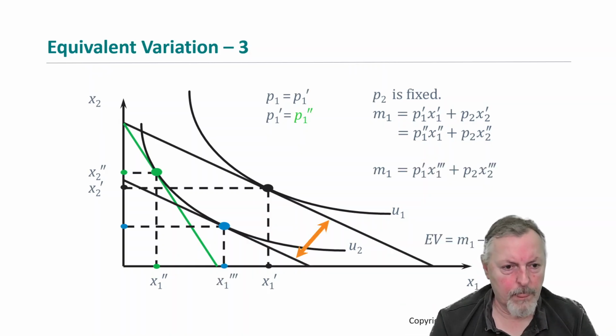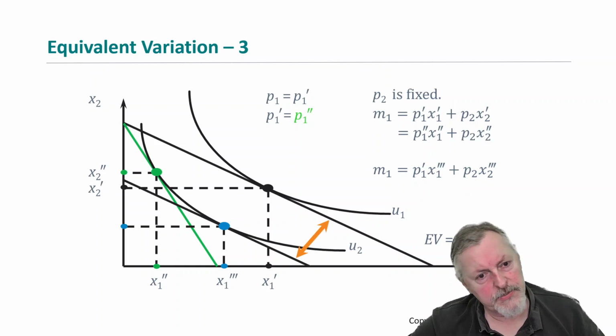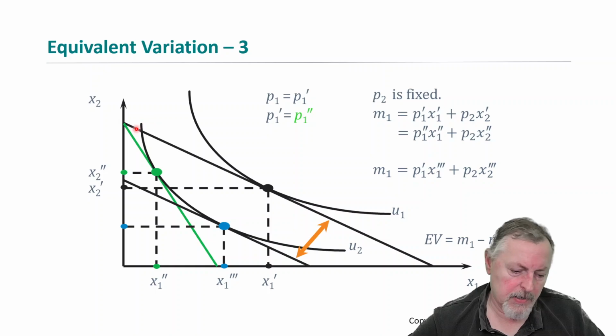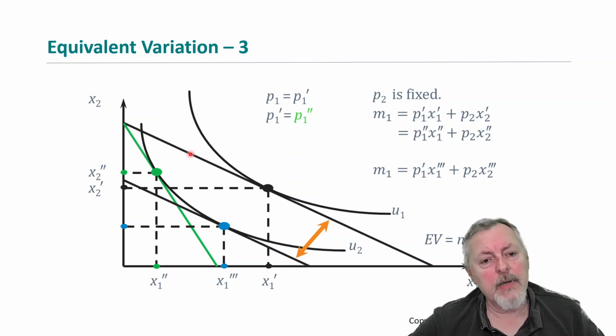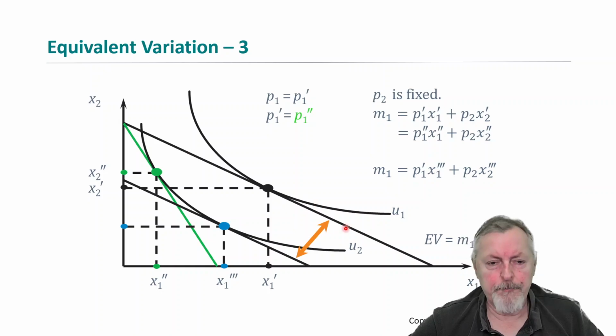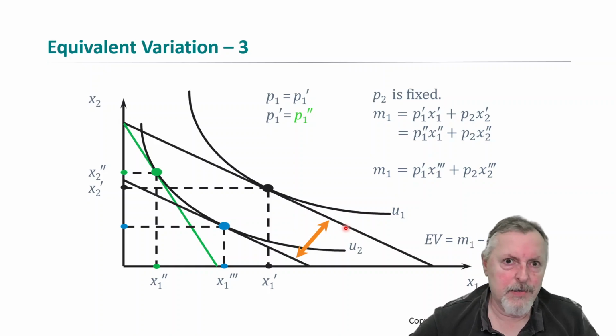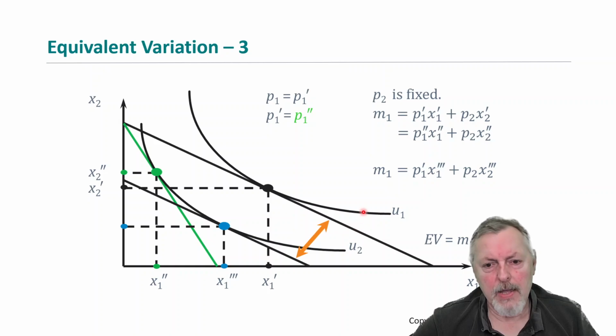Well, here you are again moving the budget line, but instead of maintaining the new slope after the price change, you're keeping the old slope before the price change. In both cases, you're doing the same thing. You're just measuring it differently. You want to know, what is, in dollars, the distance between U1 and U2?